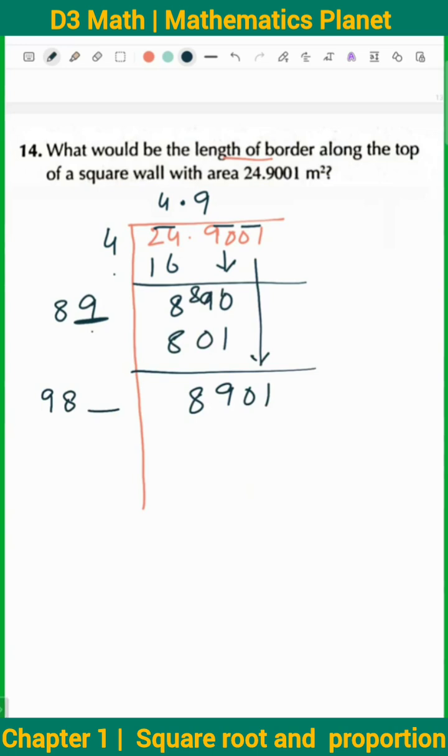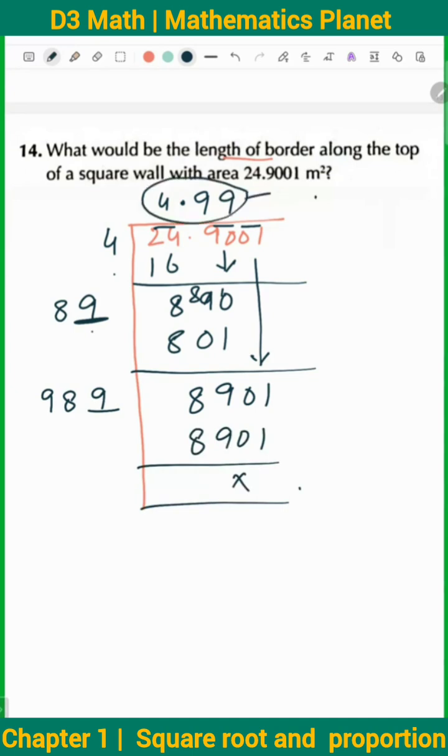989. What will you get? 8901. So the square root would be 4.99, which is the length of the border.